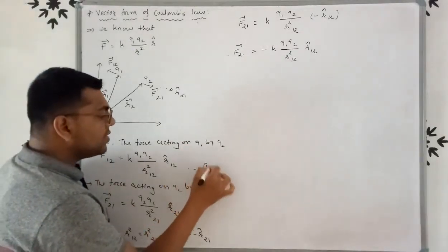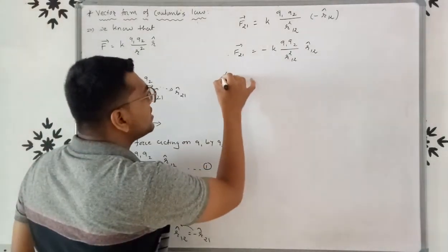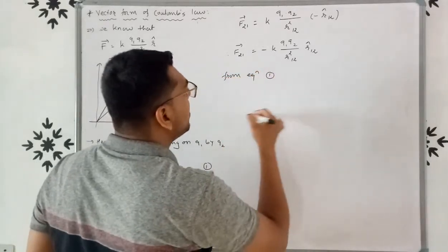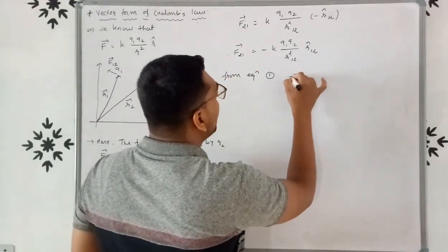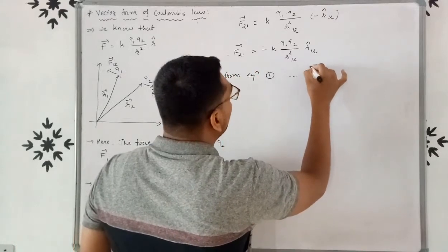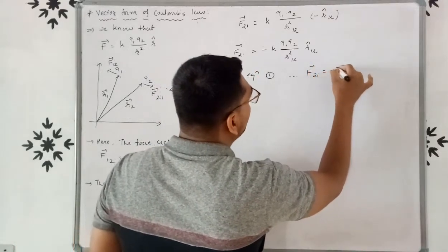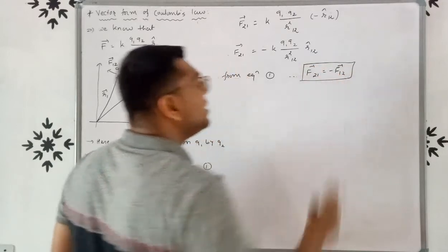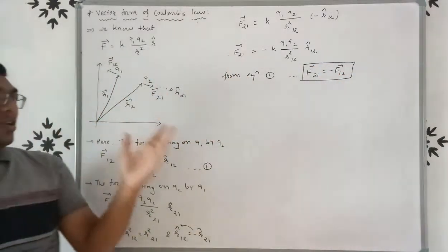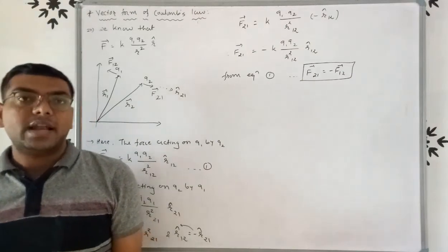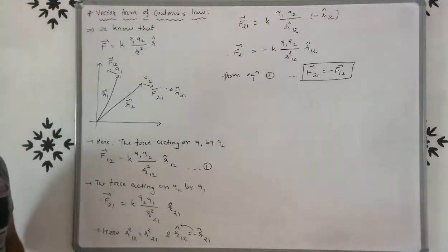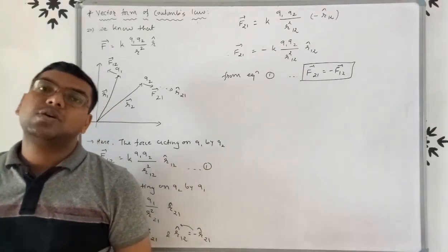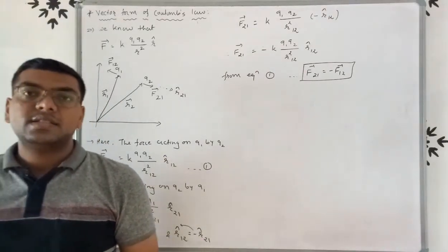The value of K Q1 Q2 upon R square 12 into R cap 12 is F12, right? So this is equation 1. From equation number 1 we can write that F21 is equal to minus F12, right? We know that this is Newton's third law, right? So this is the vector form of Coulomb's law. Right.